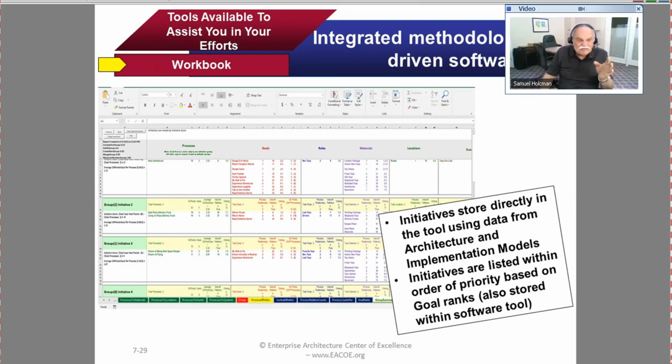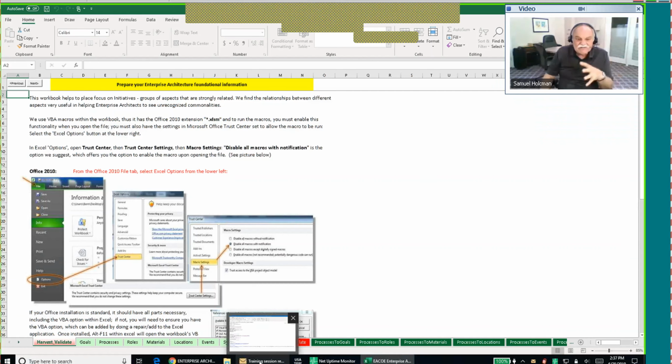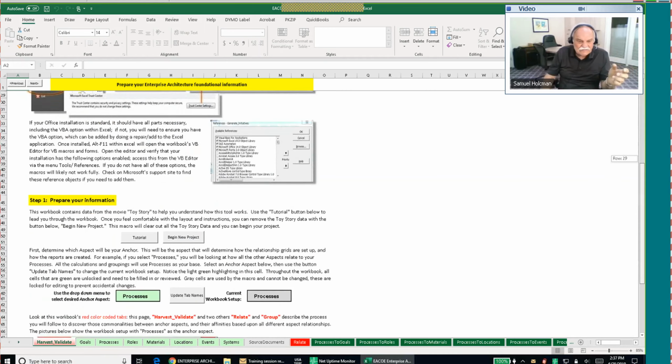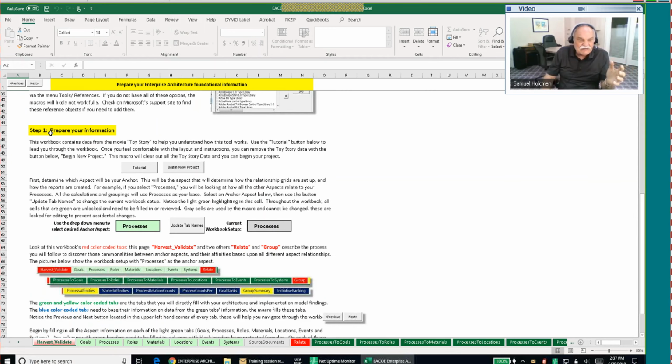What I want to do here for just a moment is to share my desktop, and I'm going to show you this tool very quickly. So what we see here that you get as part of the EACOE methodology is, again, a fully integrated tool to help you out. And you see some red markings and green, and the red markings show you the instructions. As you see here, you see the word tutorial, which will walk through your activities. And of course, beginning a new project, make sure that everything is cleaned out. You can start all over again.